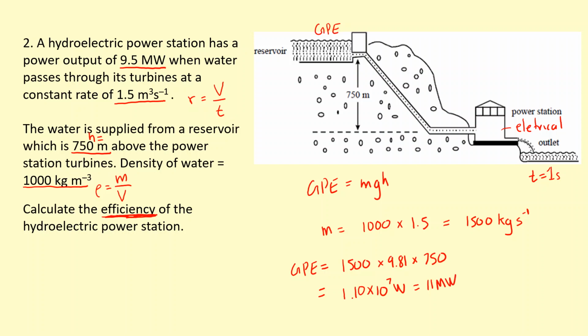So not all of that energy is going to be turned into electrical energy. Some of it might be just left over as kinetic energy in the water that's coming out at the end, or lost as heat and so on. Okay, so let's calculate the efficiency. Efficiency will be equal to the useful energy, which is the electrical one, in megawatts, divided by the total energy lost by the water, which is 11. That gives me 86% efficiency.